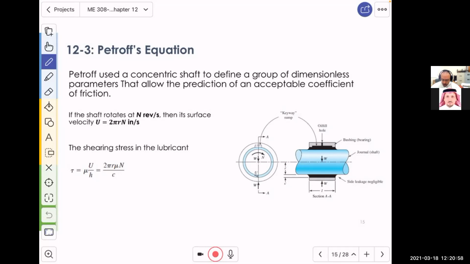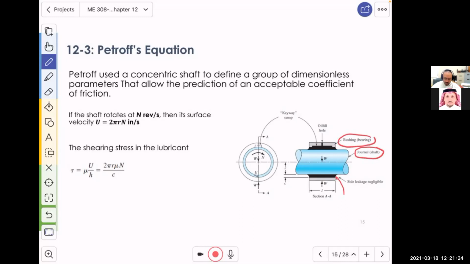So how did it start? As you see, we have a journal over here, and we have a bushing, the bearing, basically placed. Then the fluid is here. The fluid is there, all right? Now, what did we do? We started by saying, okay, journal bearings rotate. So there is an RPM.